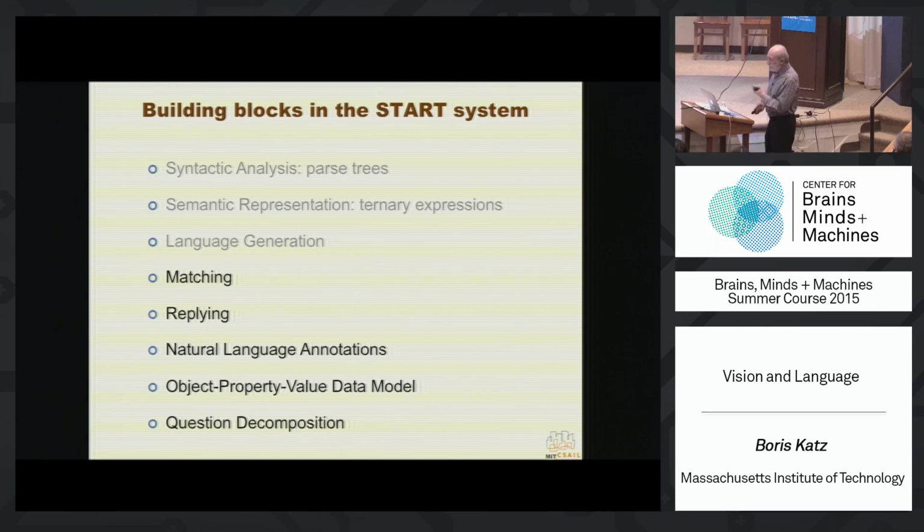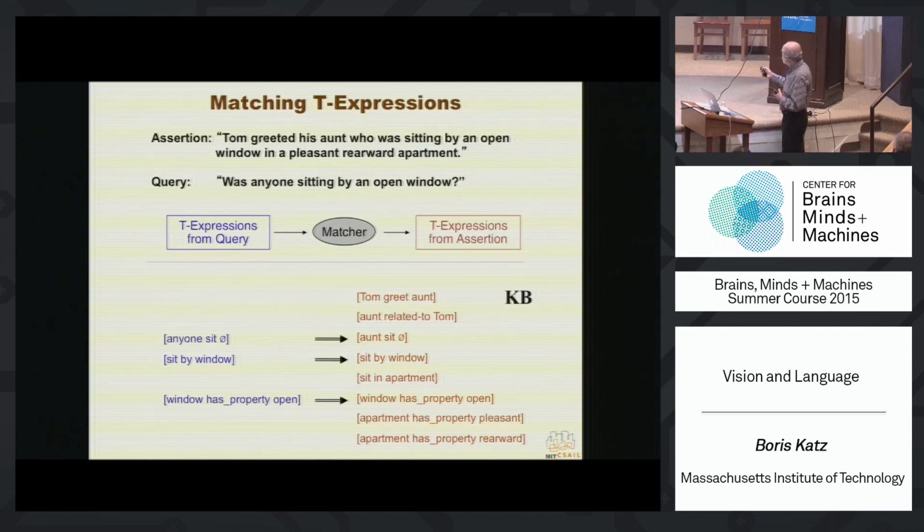All right, so we talked about parse trees, about semantic representation, about generation. So what do we do with that? Supposing that you gave some knowledge to a machine, here's that Tom Sawyer assertion, and somebody asked you, was anyone sitting by an open window? Well, what needs to happen is this question needs to be converted into ternary representation, as I indicated. And this knowledge base, we assume, had the knowledge from the original assertion plus a million other assertions, of course.